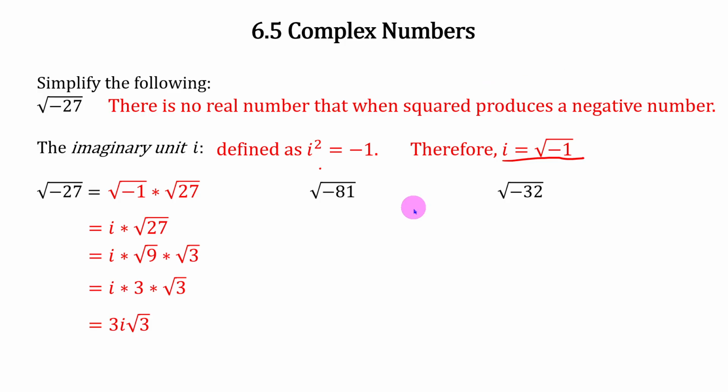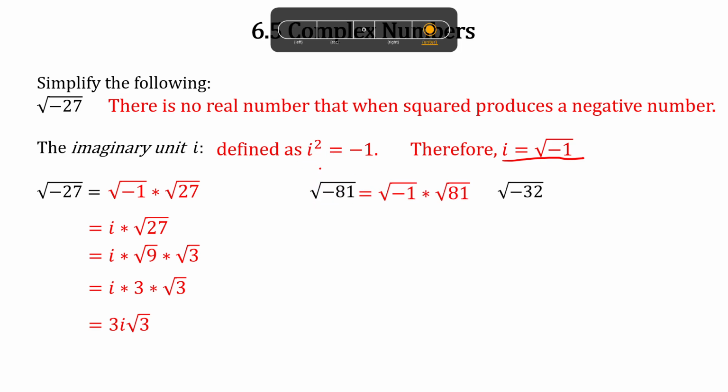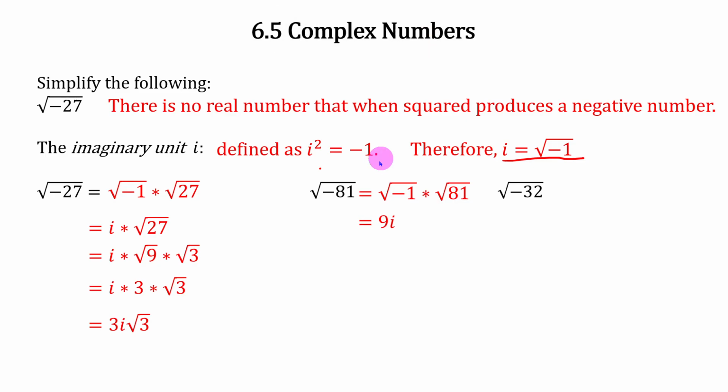So even simpler here, when you see the negative on the inside, just simply call it i. So we take out the square root of negative 1, that becomes i. Well, the square root of 81 is 9. All right, you try this last one here. Pause it and give it a shot.